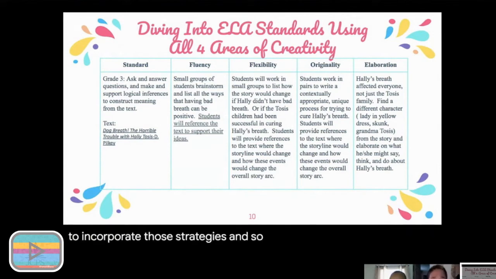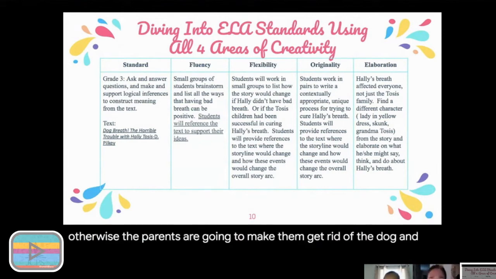And so my third grade example is very similar. We're just going to break it down and use this framework with you to show you how to connect the standard. I took a different standard. I took 3.1, making inferences, and I again included dog breath. This is a text I got from the curriculum maps, and this story is about a dog named Halitosis, and she has very bad breath, and the kids have to solve this problem, otherwise the parents are going to make them get rid of the dog. And so it's a really cute story.